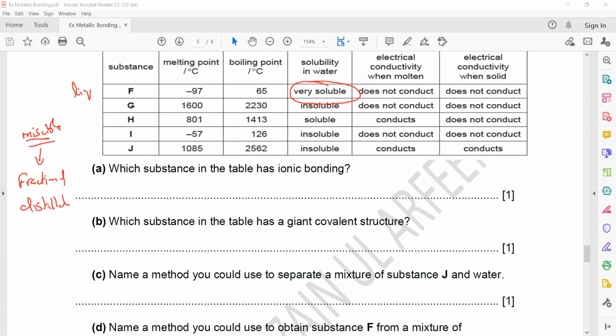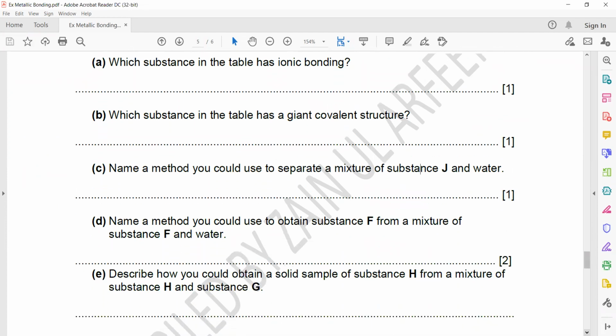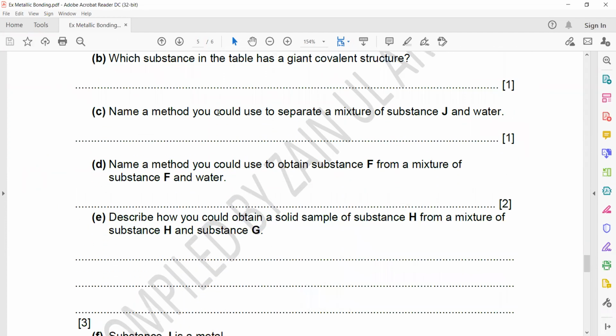So for miscible liquids, the technique which we use, we call that fractional distillation. So on the basis of boiling point, we separate the two substances from each other. Describe how you would obtain a solid sample of H from a mixture of G and H.